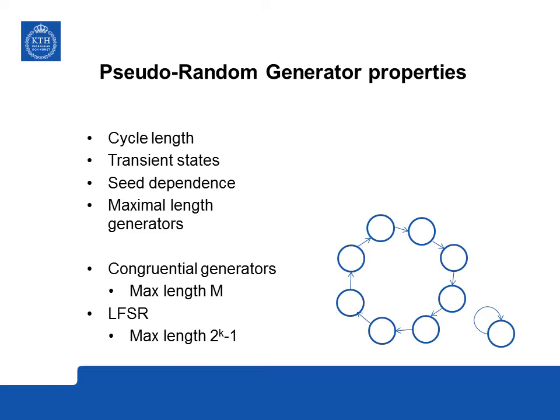This is for a standard congruential generator where there will always be a single state. The zero state will always feed back to itself. But then if we have a maximum length pseudo-random generator, we can get a full loop like on the left hand side.